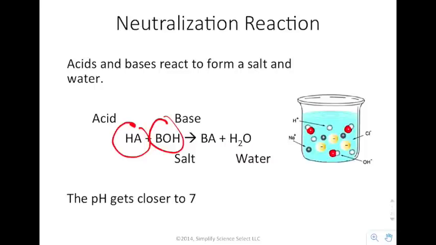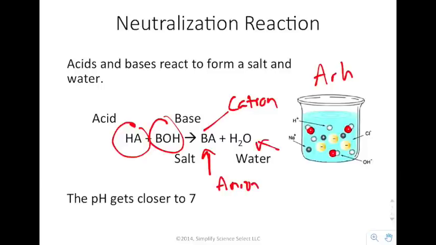Once again, we're working with the Arrhenius definition of the acid. So you have HA plus BOH gives you a salt, and the salt is BA, where you have B, which is the positive cation, and you have A, which is the negative anion, and water.